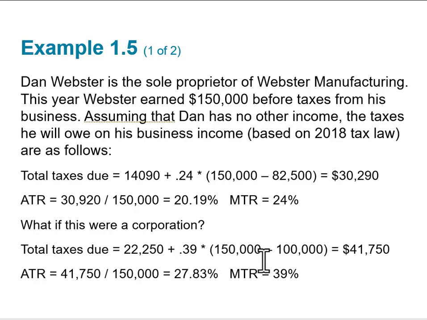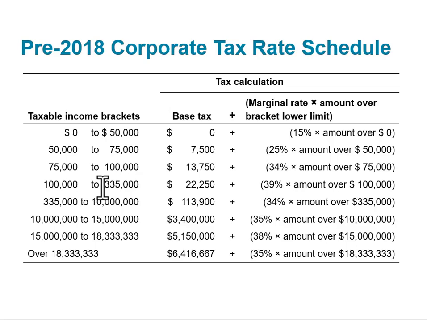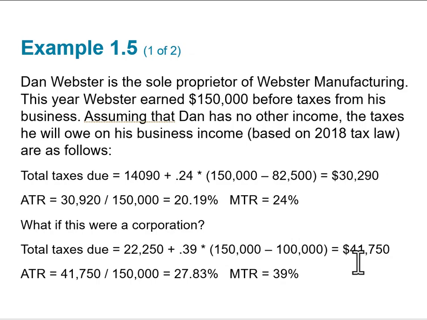In addition, if you wanted to think about a corporation, again, this is pre-2018, 150,000 is right here, 22,250 plus 39% of 50,000. So again, our tax is 41,750. Again, it's a little bit higher. 27.83 is the average, and the marginal tax rate's 39%. A big difference between average and marginal, especially with this pre-2018 tax. Now again, remember that the current tax code for corporations, average tax rate and marginal tax rate are the same because it is a flat tax.